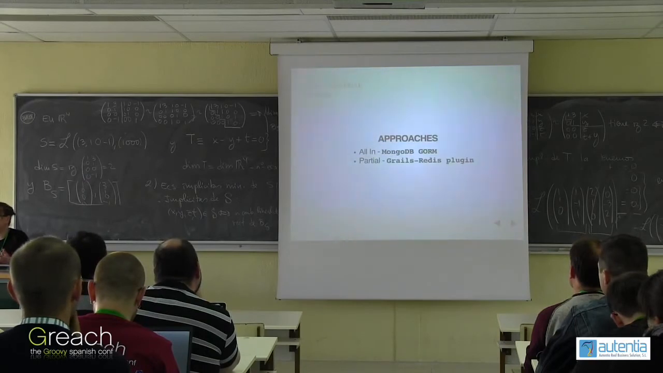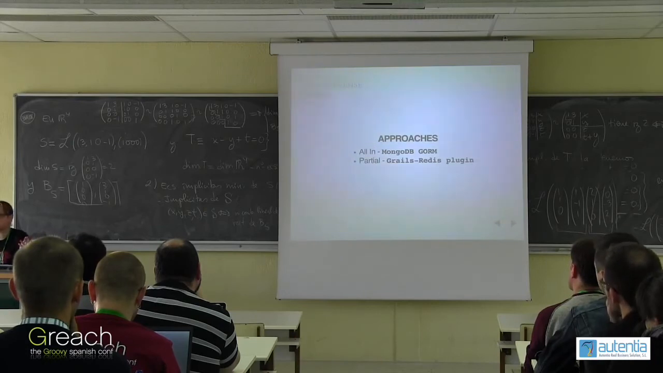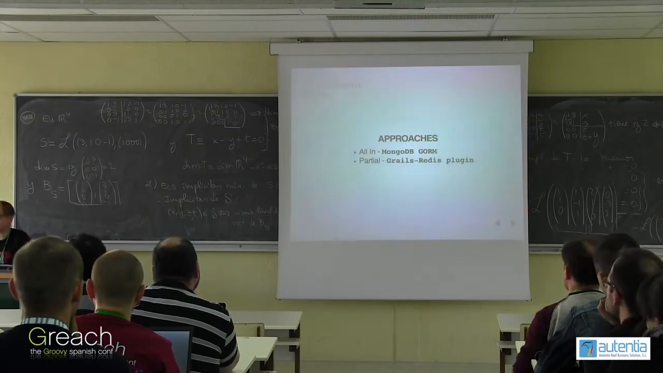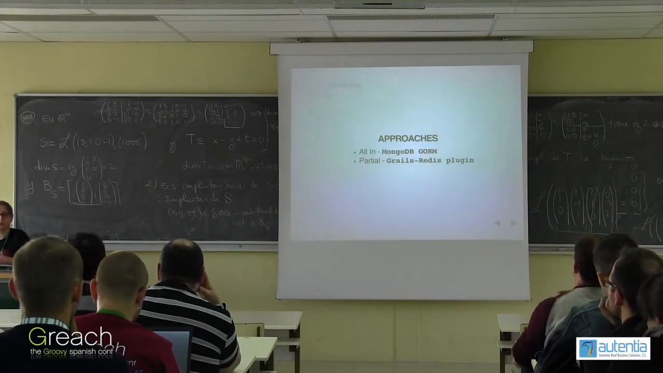So I've got this all set up on GitHub in different branches to go through a couple different approaches. One is an all-in approach. You can completely replace the domain model with the MongoDB GORM plugin, and the other is just to replace the shopping cart portion with the Grails Redis plugin.